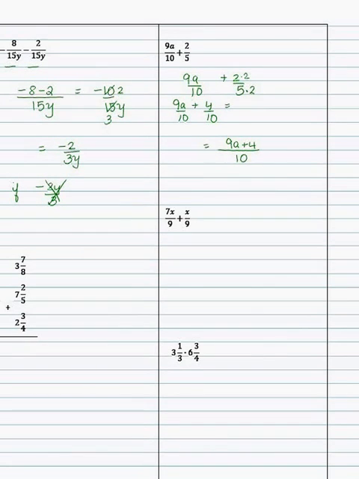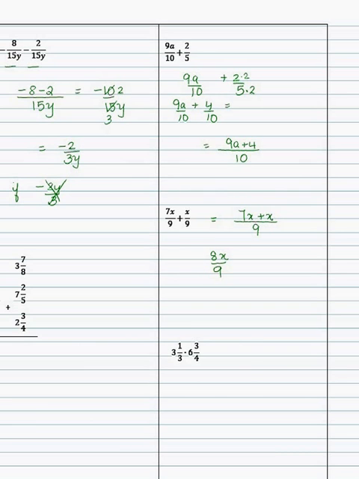Next problem, 7x over 9 plus x over 9. It's an addition, so I'm going to look for common denominators. Again, I hit my jackpot. They already are common denominators, so I don't have to go ahead and find one. So it's simply going to be 7x plus x. 7x plus x ends up with 8x over 9, and that will be your final answer.